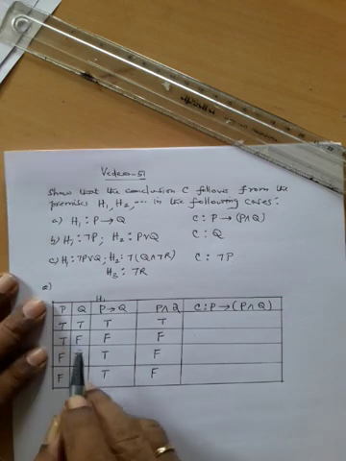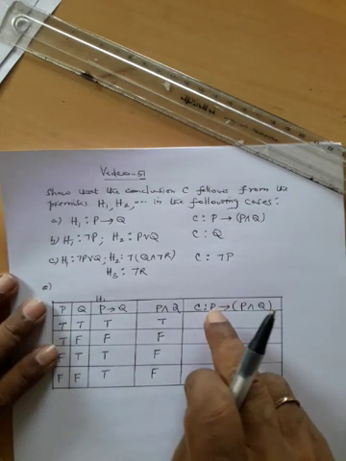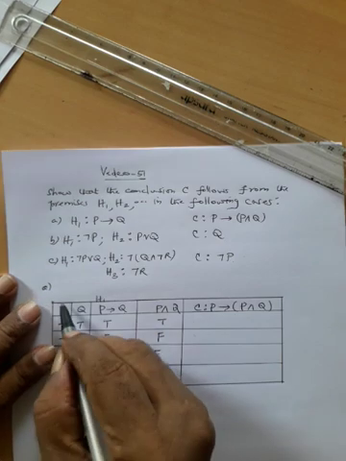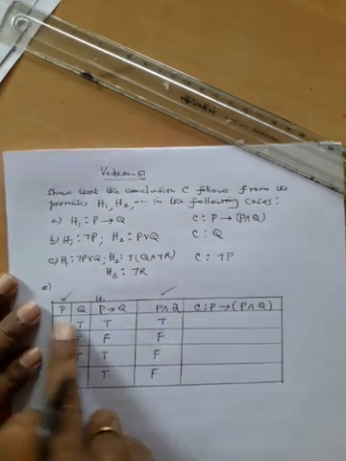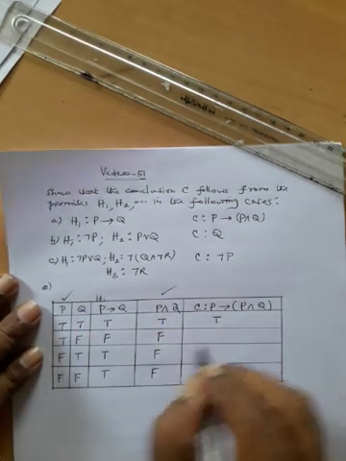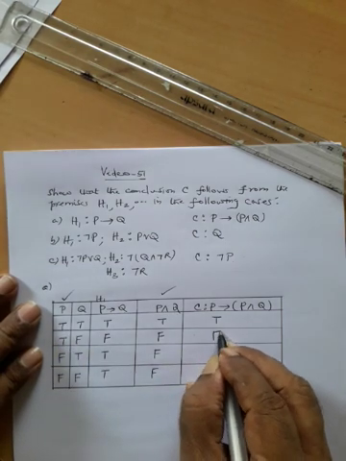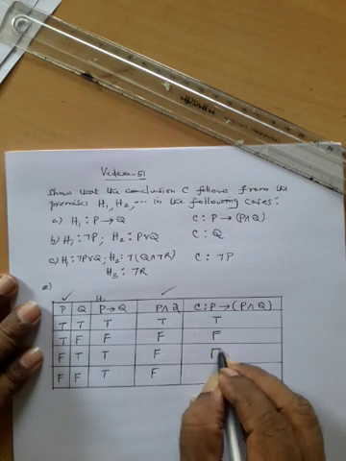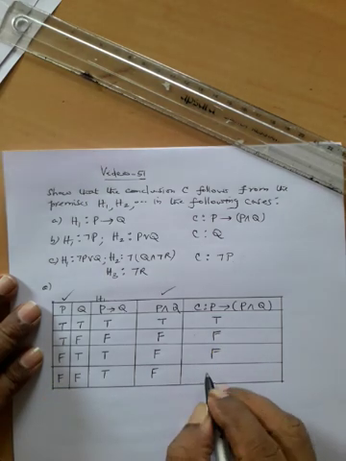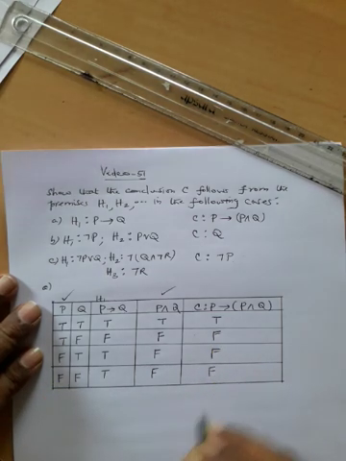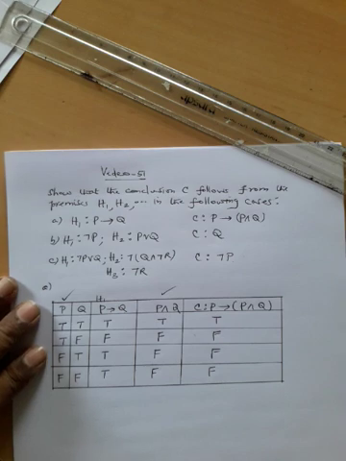Next we have to write P conditional P and Q. TT is T in conditional. TF is F. FF is F. Okay, now we are going to conclude.